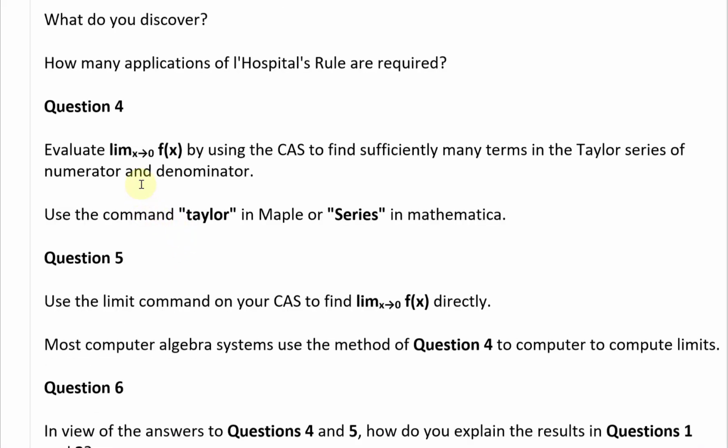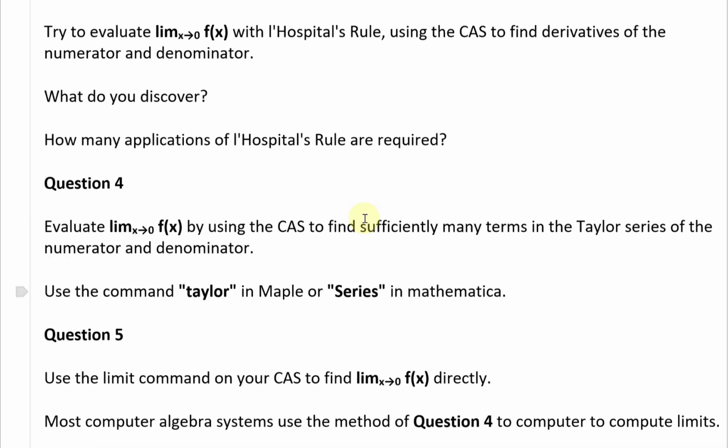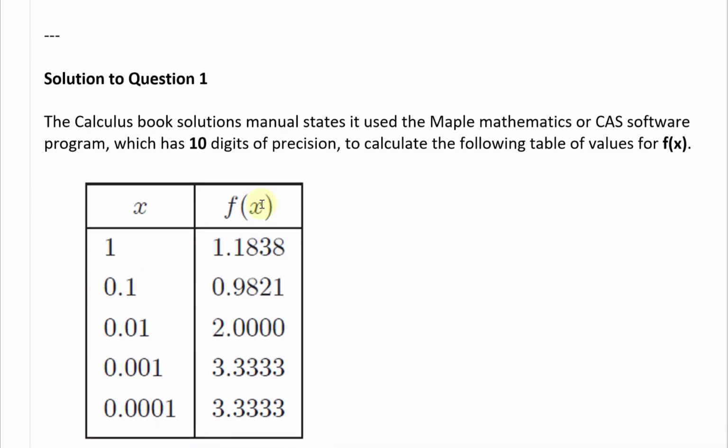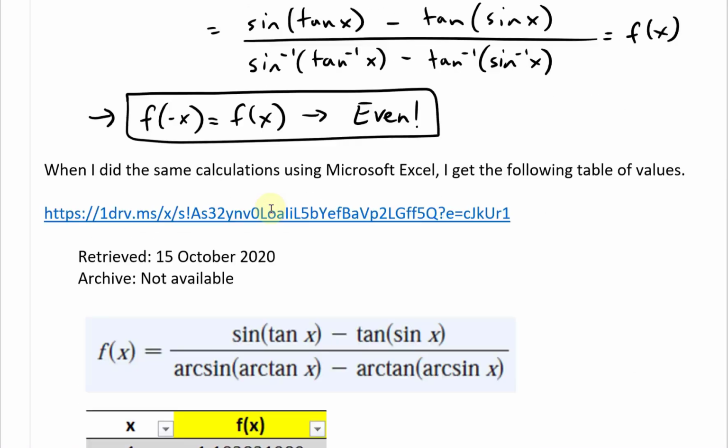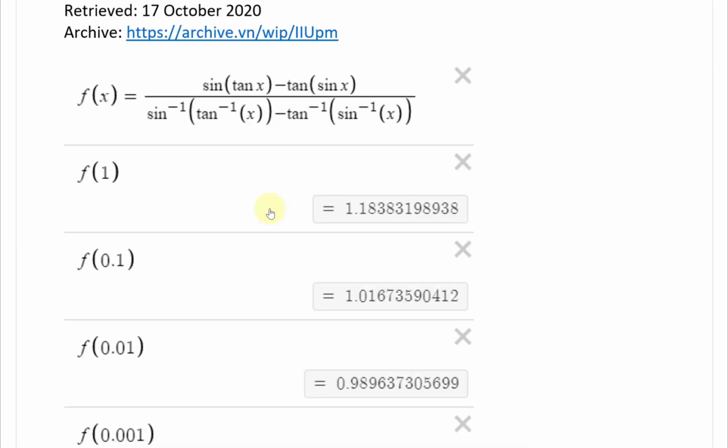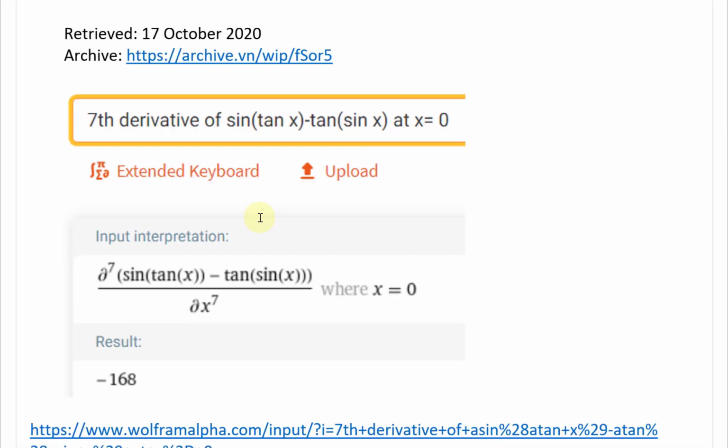Question 4 states, evaluate the limit as x approaches 0 of f(x) by using the CAS to find sufficiently many terms in a Taylor series of the numerator and denominator. Using the command Taylor in Maple, or Series in Mathematica, but in our case we'll just use Wolfram Alpha, because the calculus book is a bit old and they probably didn't have access to Wolfram Alpha. You just throw it in there and it'll solve it for you.